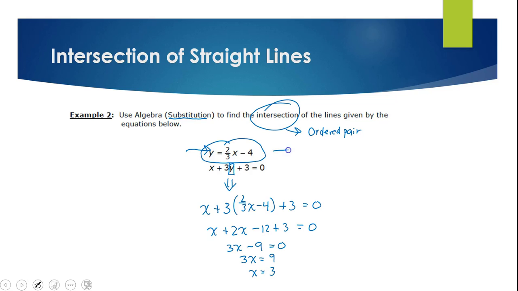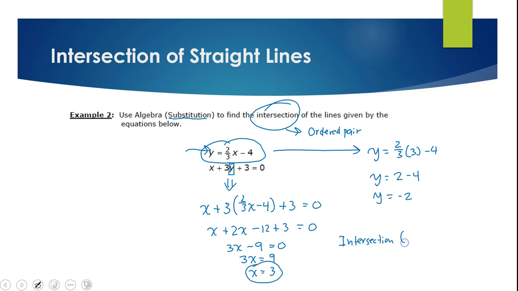And now what I can do is take this y equation again and replace the x with 3. So y equals 2/3 times 3 minus 4, which is y equals 2 minus 4, so y would equal negative 2. So the intersection is at (3, -2).